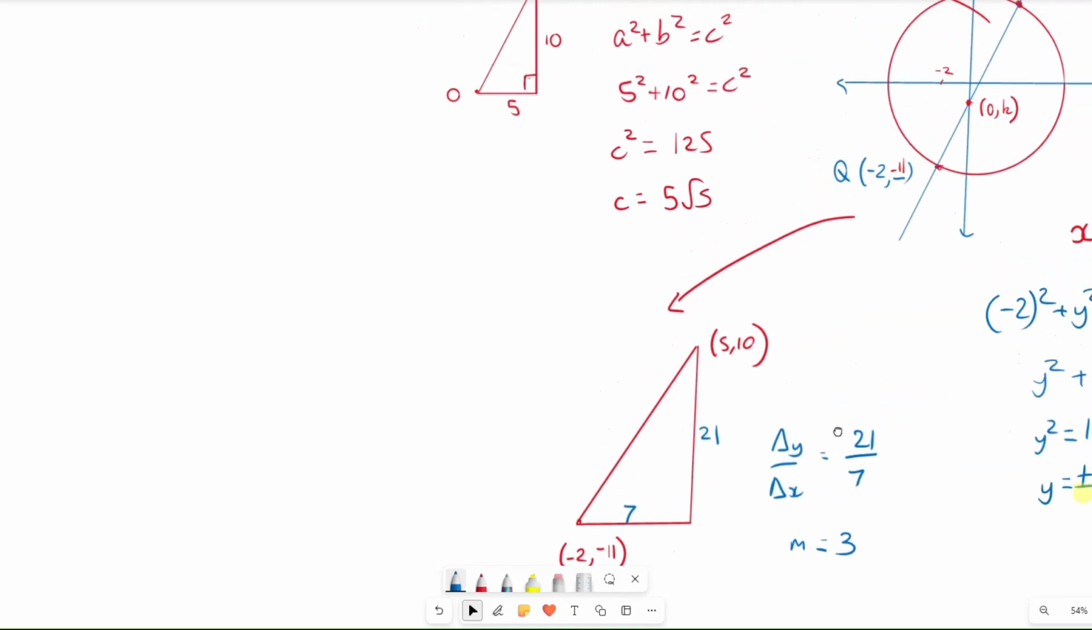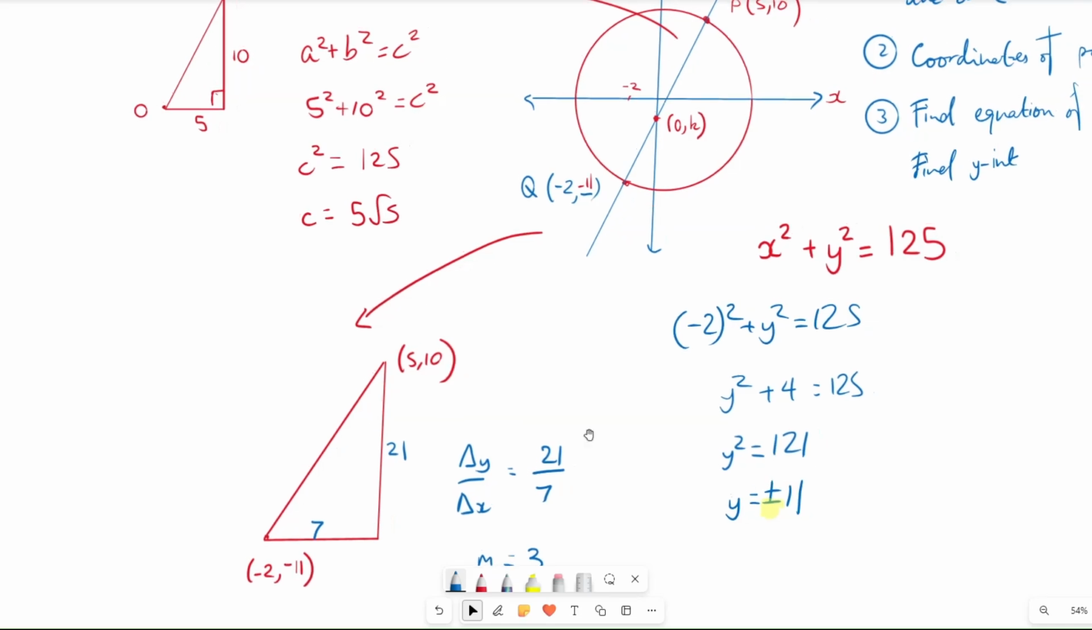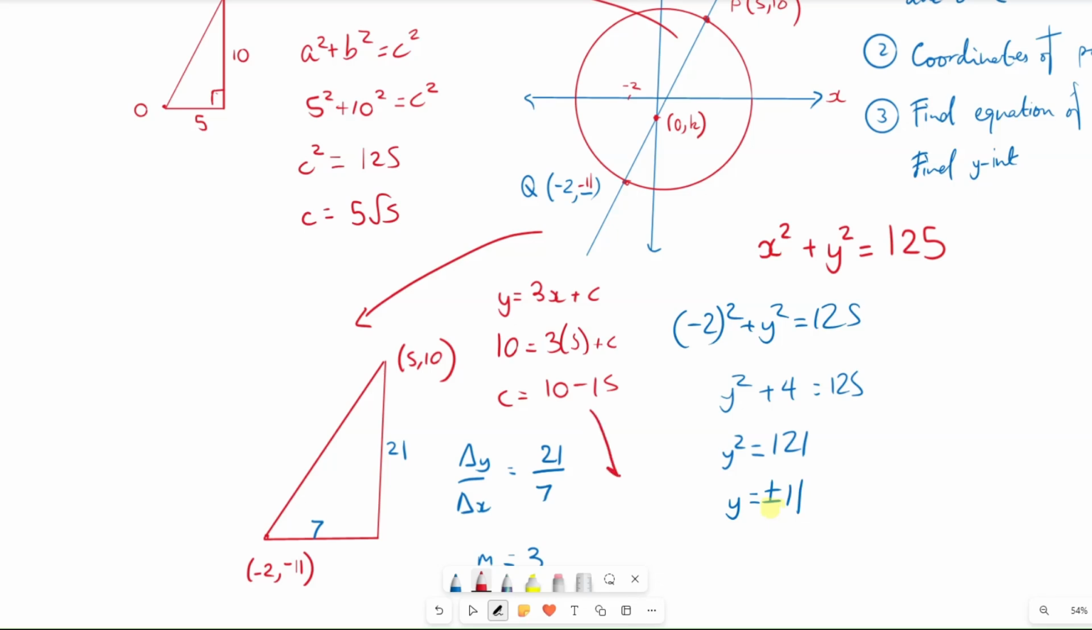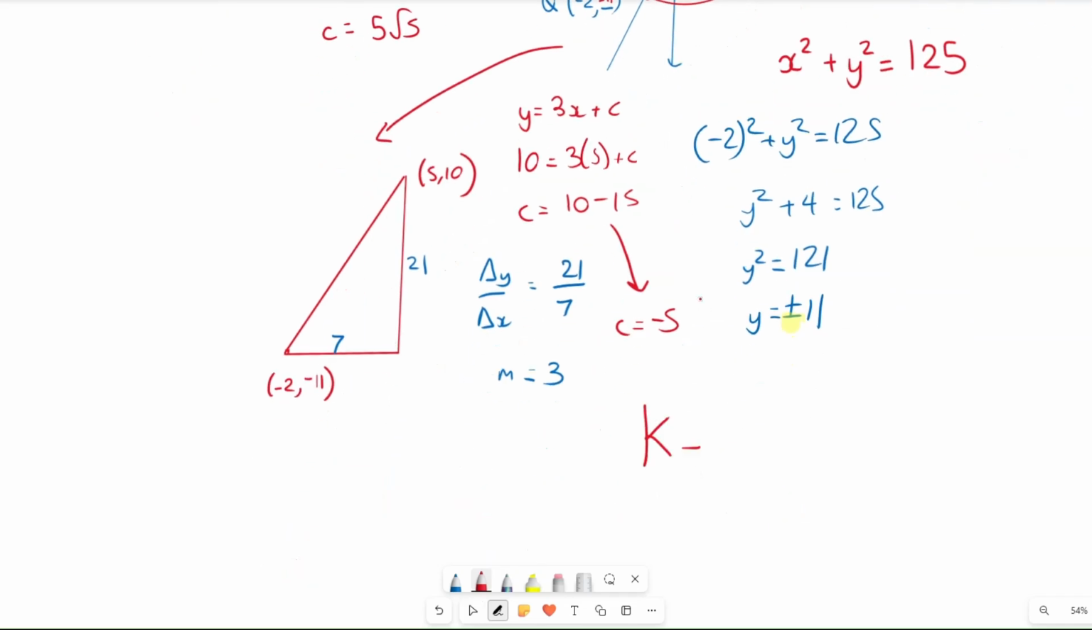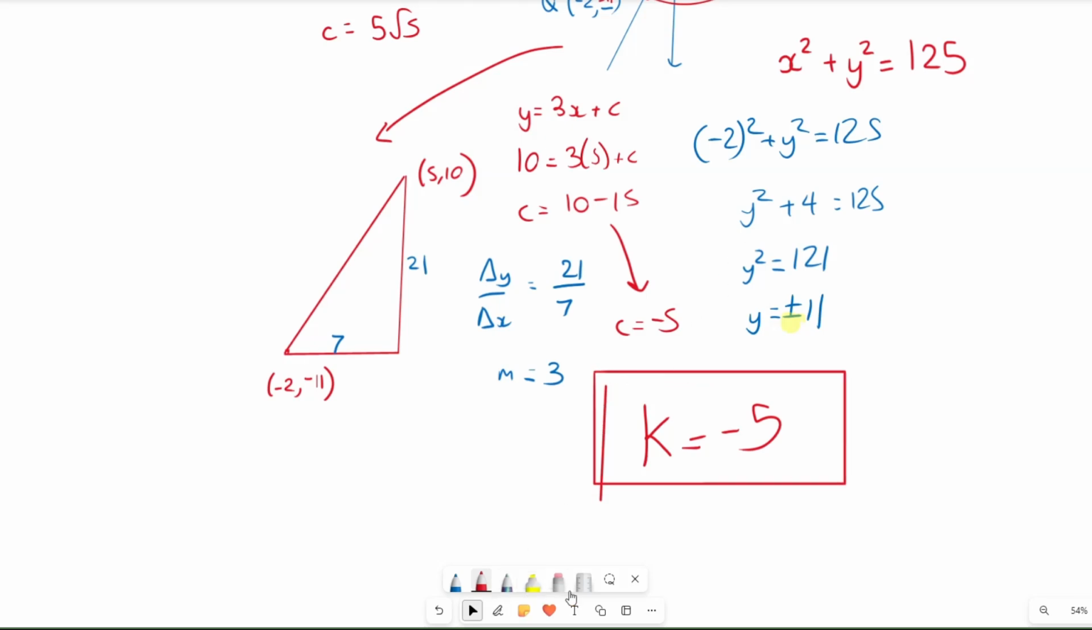So now that we know the gradient and we've got points on our graph, we can work out the y-intercept. Let me do that over here. It's getting a little bit messy, but we know the equation is y equals 3x plus c. Let's take 5, 10 for example and substitute that in. So 10 equals 3 lots of 5 plus c, so c equals 10 minus 15. If we subtract 15 from 10, we get c equals minus 5, and c is equal to k. That means k equals minus 5, and that is our final answer for this question, which is really nice, isn't it?